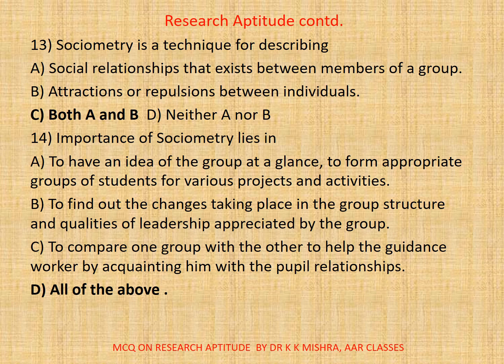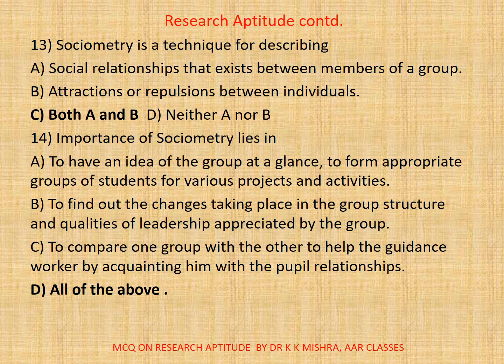Sociometry is a technique for describing A. Social relationships that exist between members of a group. B. Attractions or repulsions between individuals. C. Both A and B. Or D. Neither A nor B. The correct option is C.